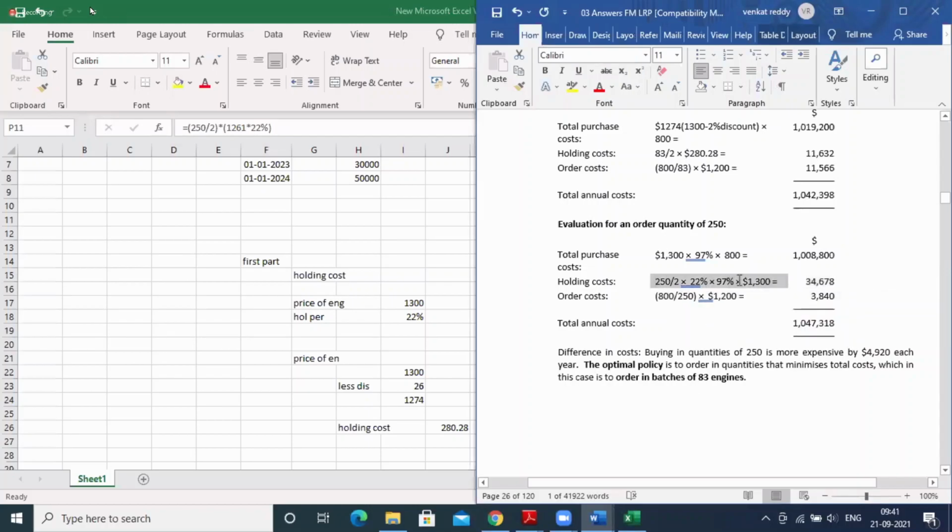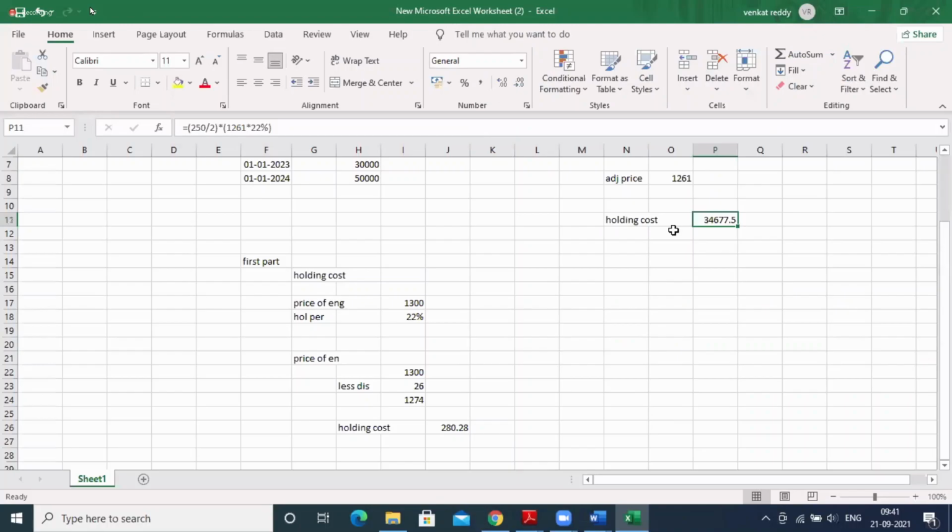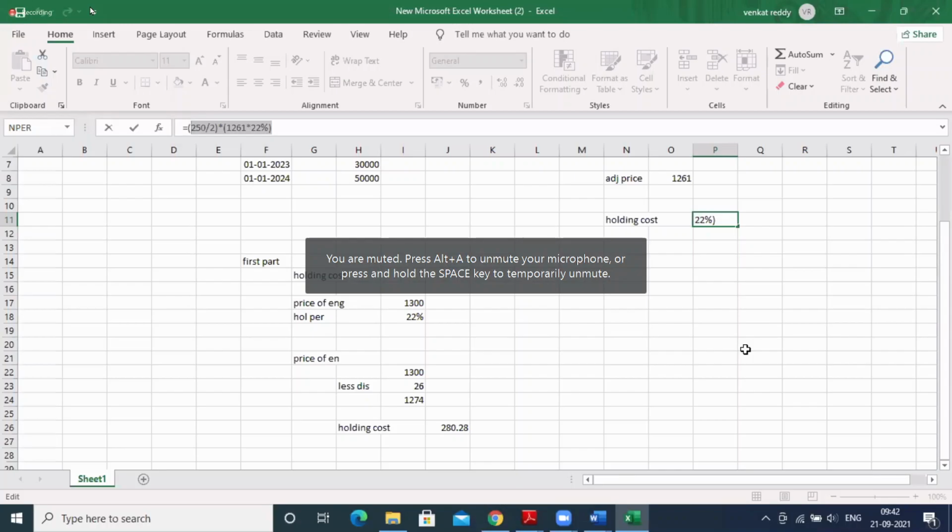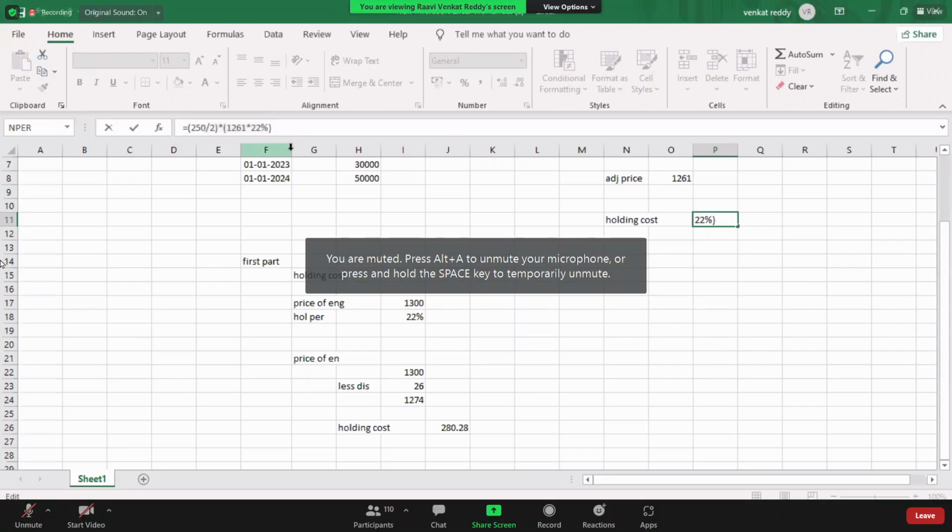Okay. If you find difficulty in understanding this, here I calculated the process of holding. Here you can see this. Is that clear? Yes.